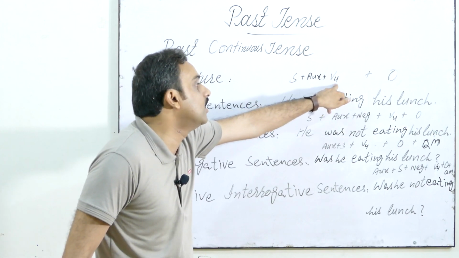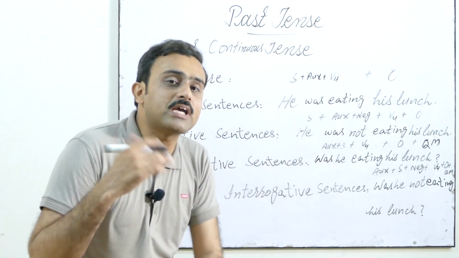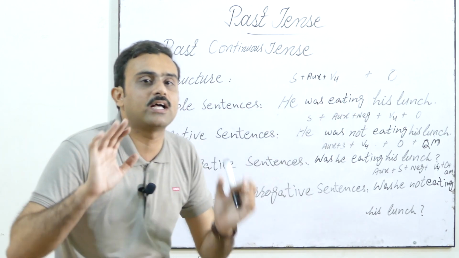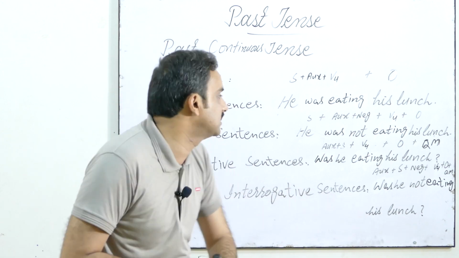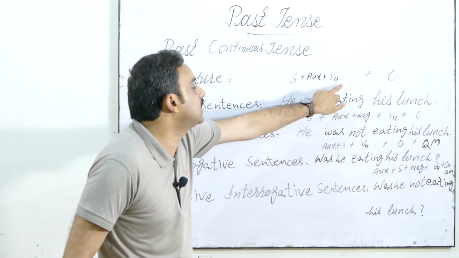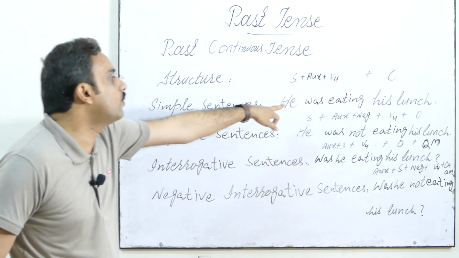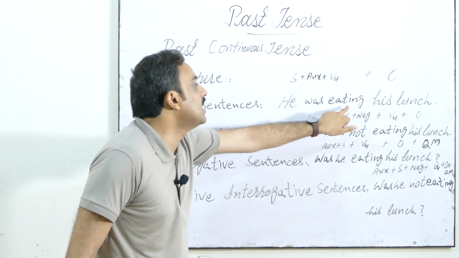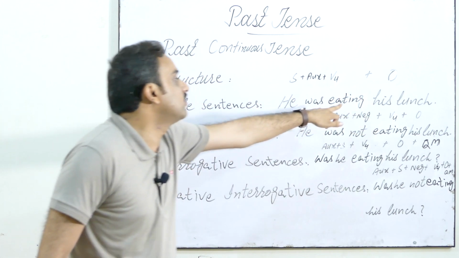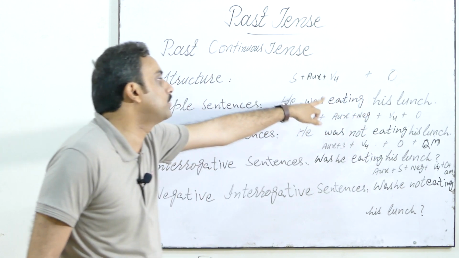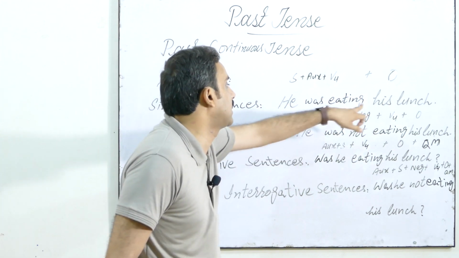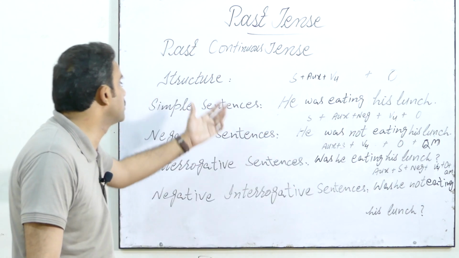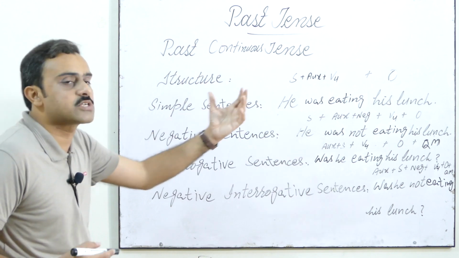And we change the main verb into the fourth form, meaning present participle: first form of verb with the addition of "ing". So subject, auxiliary, V4, and object. "He was eating his lunch." "Was" is what? Auxiliary. "Eating" is the first form of verb, eat, with the addition of the morpheme "ing", so it becomes the present participle. So "he was eating his lunch" shows that this belongs to the simple sentence of past continuous tense.